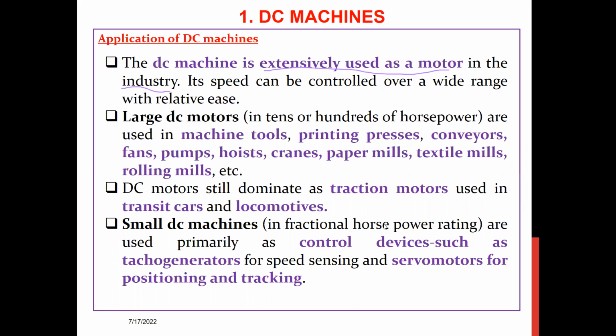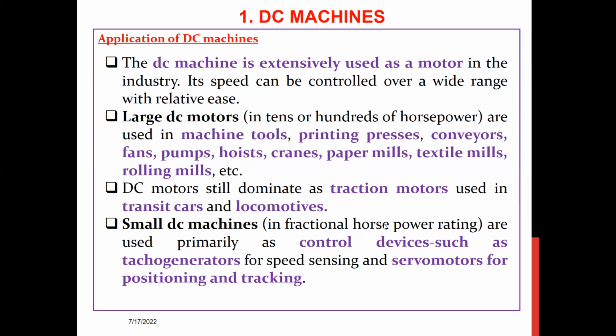Another application of DC machines is large DC motors, that is, in terms of tens or hundreds of horsepower. These machines are used in machine tools, printing presses, conveyors, fans, pumps, hoists, cranes, paper mills, textile mills, or rolling mills. That is the case of large DC motors. Another application is DC motors dominating traction, used in transit cars and locomotives. Locomotives are things that are in motion.